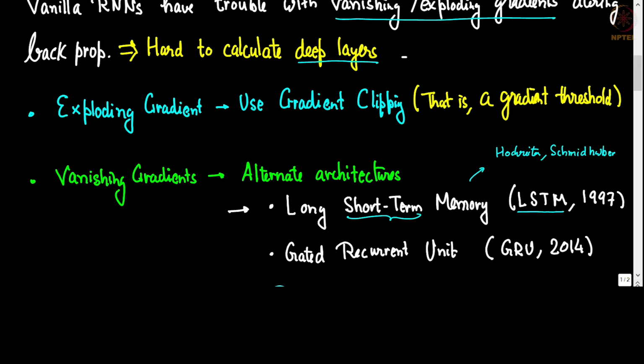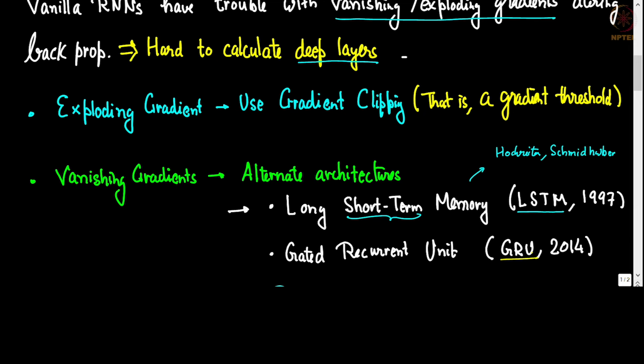Recently there is a slightly simplified version of this called the gated recurrent unit, also called GRU for short. LSTM and GRU for short, and we will look at both these architectures in this video and the coming videos in order to see how they will help the deep layer training part.